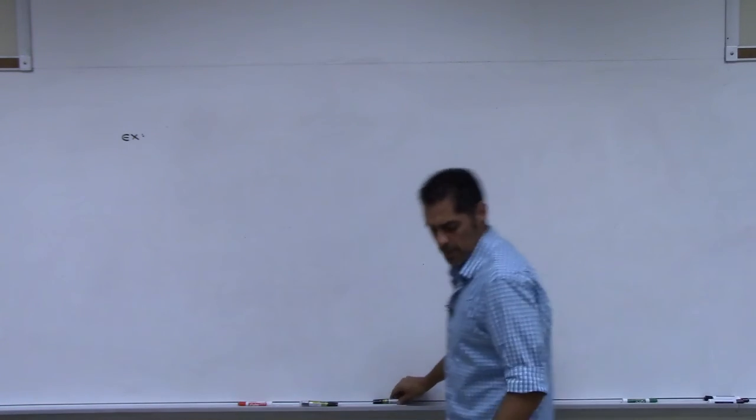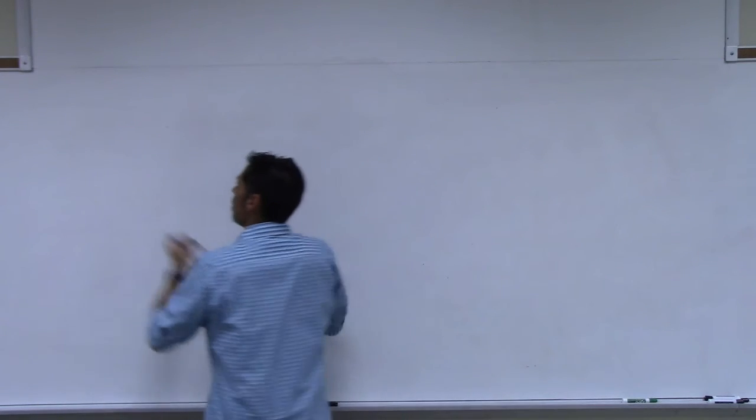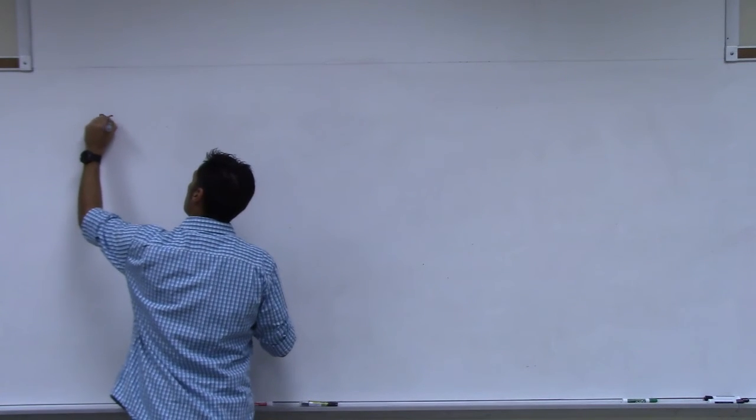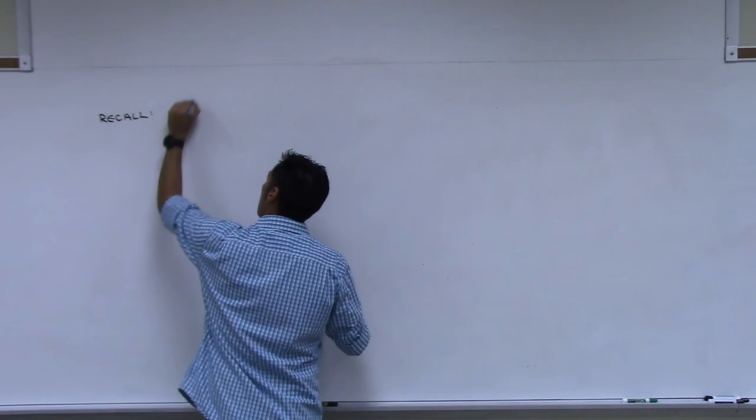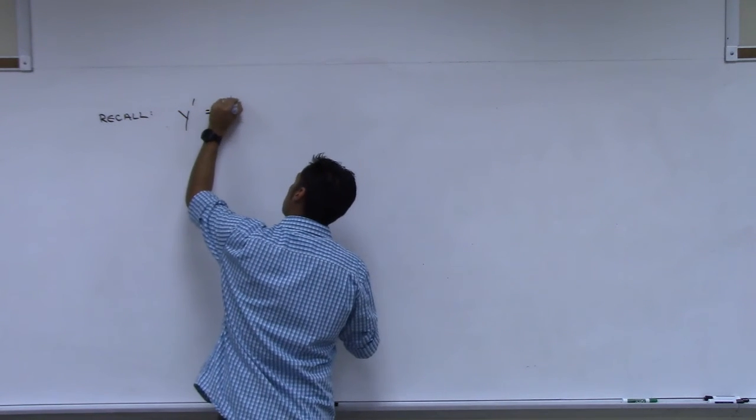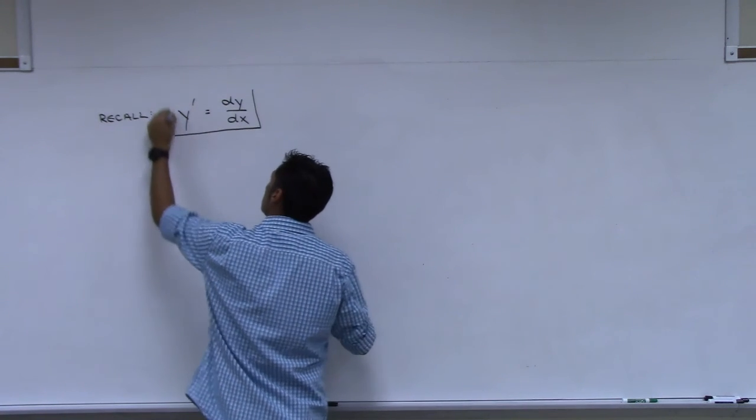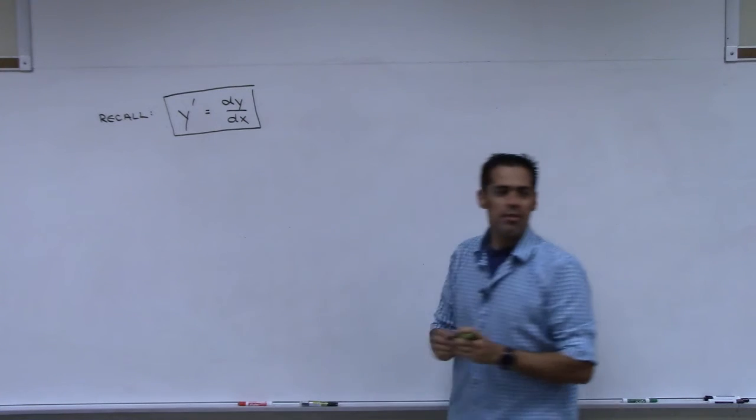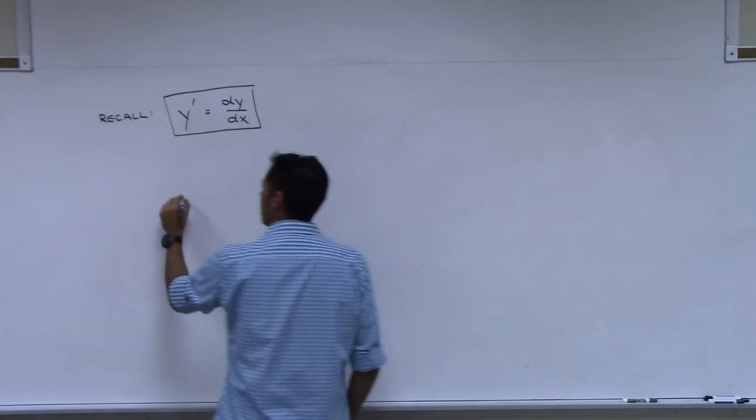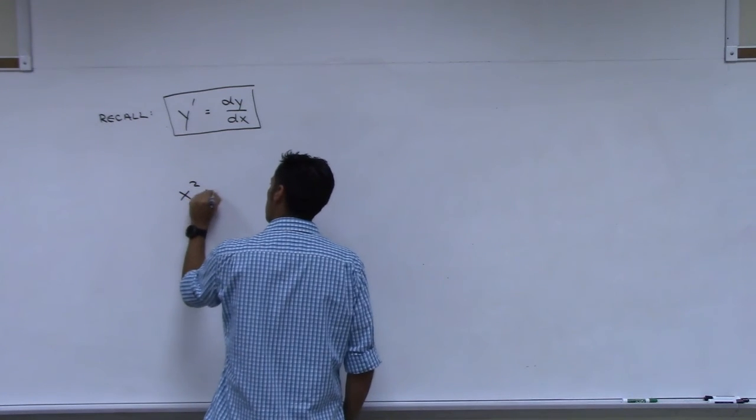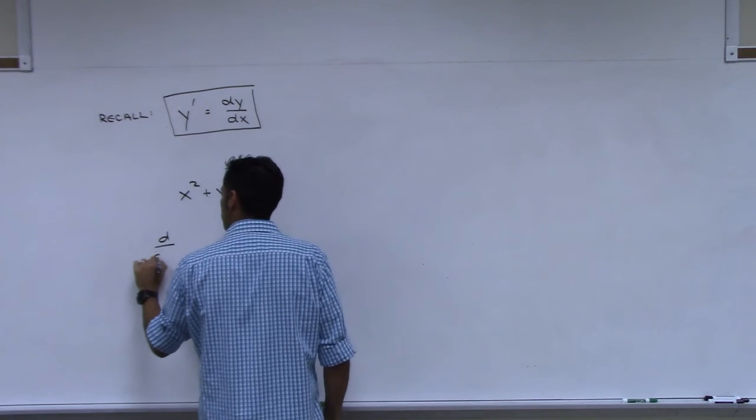So remember, recall that when it comes to notation, y prime is the same as writing dy dx. Those notations are interchangeable. So if I go back and I take a look at that equation, the first one we did, x squared plus y squared is 9. And then I took the derivative on both sides.